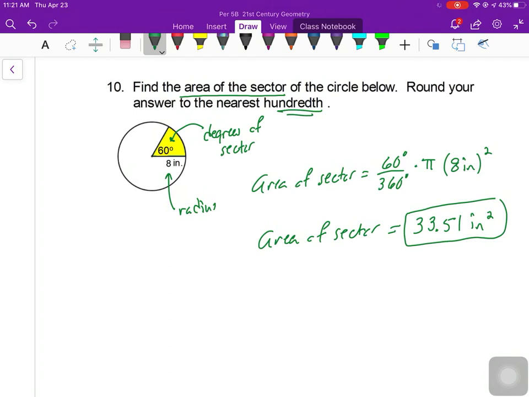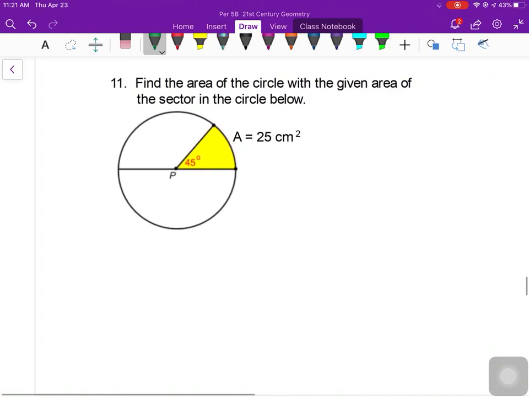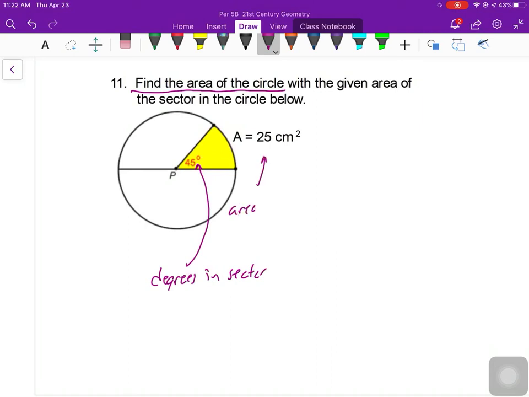Now, just as happened with arc length and circumference, sometimes they'll give you information about the sector, the area of the sector, and they'll ask you to use that to find the area of the whole circle. In this case, we'll use proportions again. Let's take a look at one or two of those. So here, they ask us to find the area of the whole circle, but they gave us information about the sector. Degrees in the sector, area of the sector. So we will use a proportion.